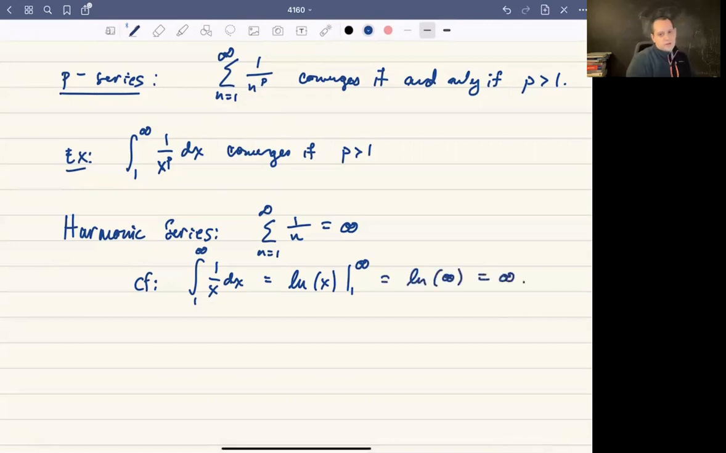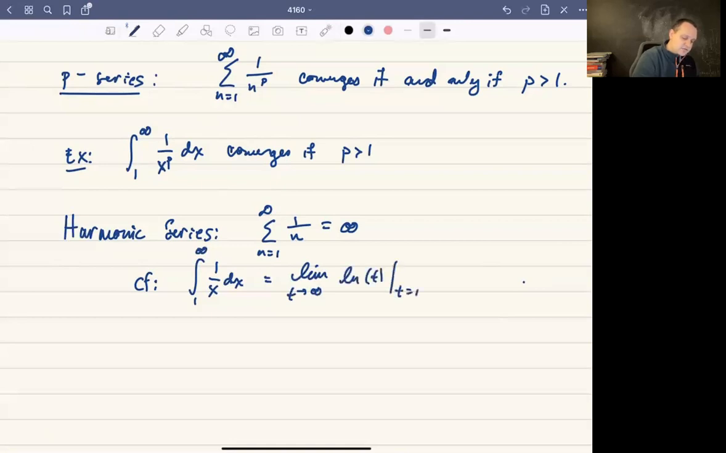So in other words, what I'm saying is slightly imprecise, so I better be careful here. This is the limit as t goes to infinity of the natural log of t, as x goes from 1 to t. So this is going to end up being the limit as t goes to infinity of the natural log of t, which is, of course, infinity.